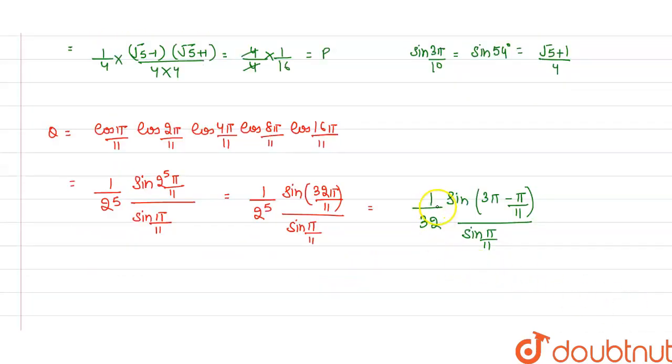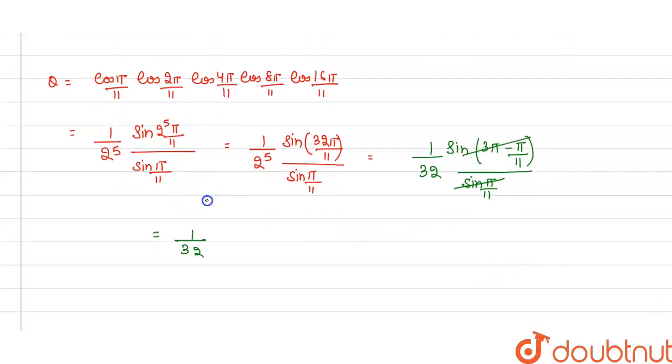Now sin of 3 pi minus theta is sin theta. So this term and this term will cancel out. We will get q value as 1 by 32. Now my p by q term is 1 by 16 divided by 1 by 32. This we got 2. So my p by q term is equal to 2.